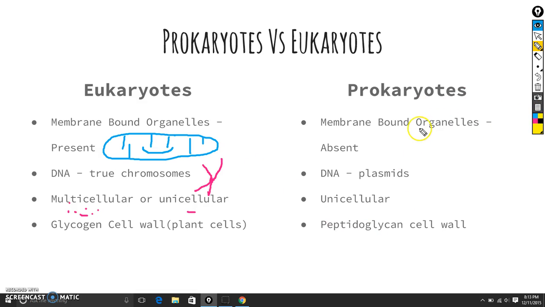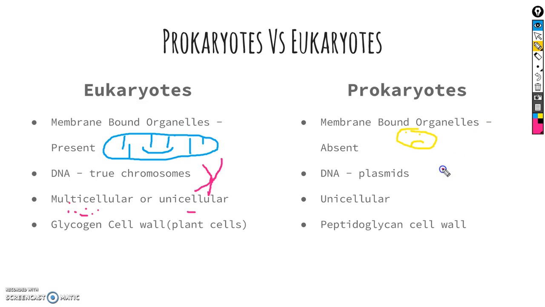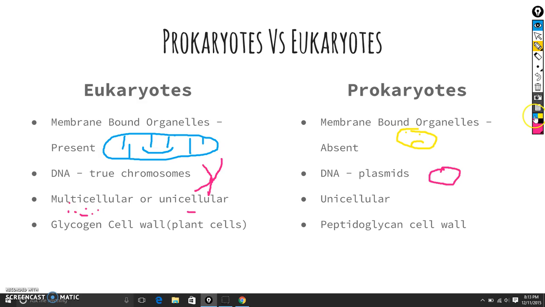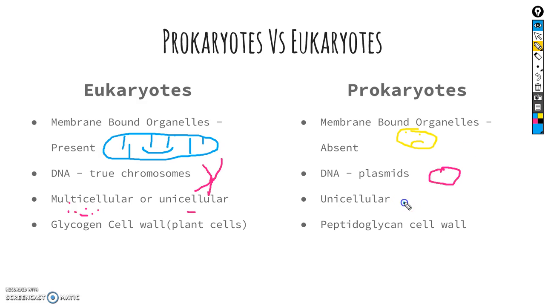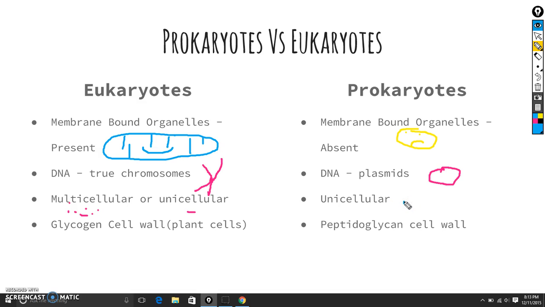Prokaryotes do not have membrane-bound organelles, therefore they are less complicated and the individual prokaryotes do less. DNA is held in plasmids, which are circular strands of DNA that can contain benefits such as antibiotic resistance. They are always unicellular and contain a peptide-glycan cell wall.